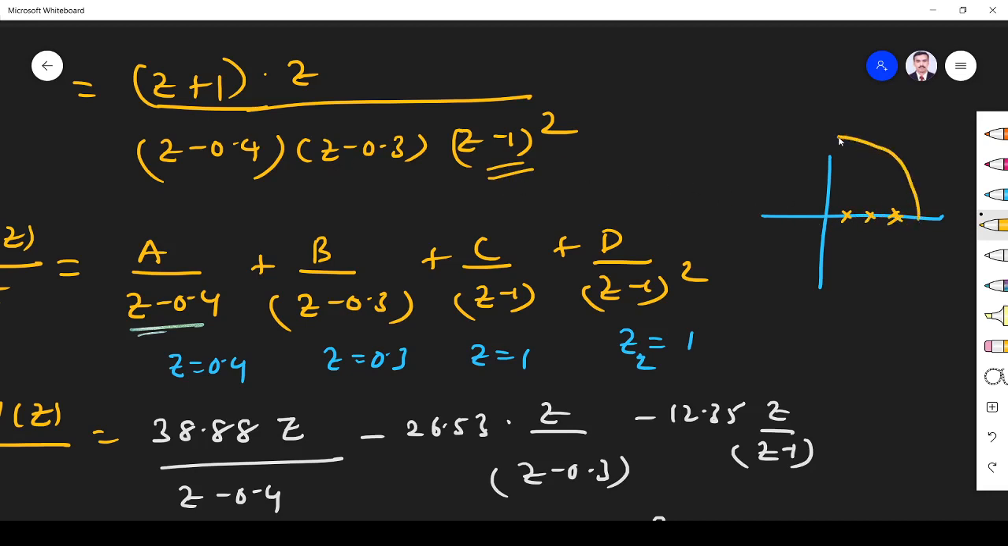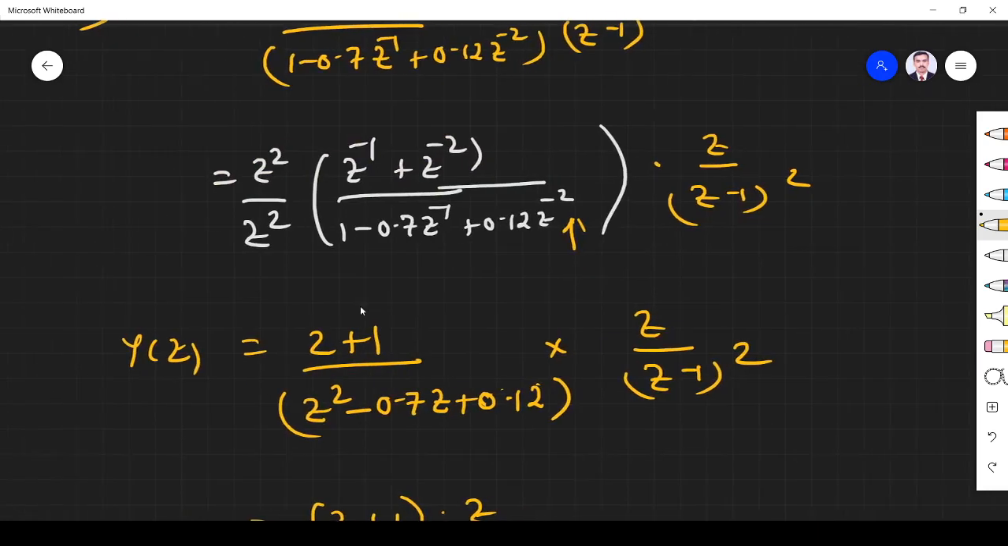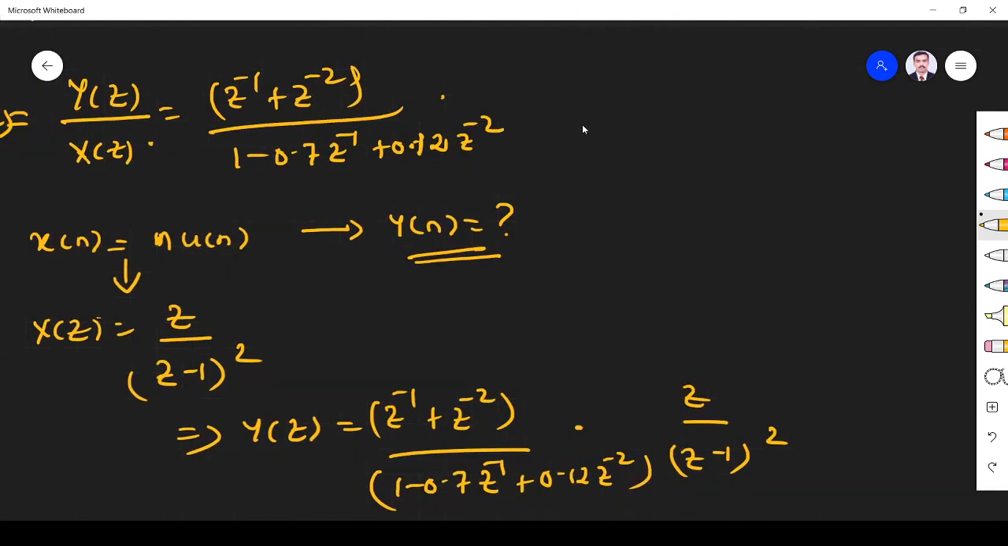All the poles, and the unit circle. This is 1, so this is 0.3, 0.4, and this is 1. All the four poles are inside the unit circle, so the system is a stable system.